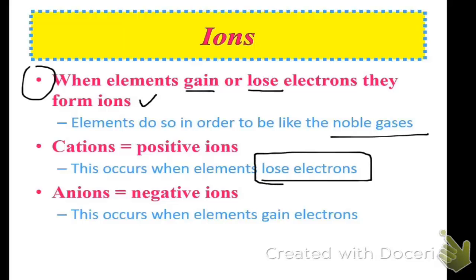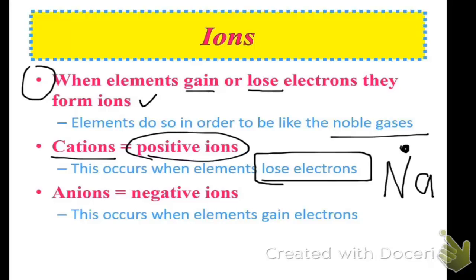So, for example, sodium has one little valence electron. So, he might lose that in order to become happy. He would become a cation, and yes, it's pronounced cation, not cation. Cation, and so it would become a positive ion.